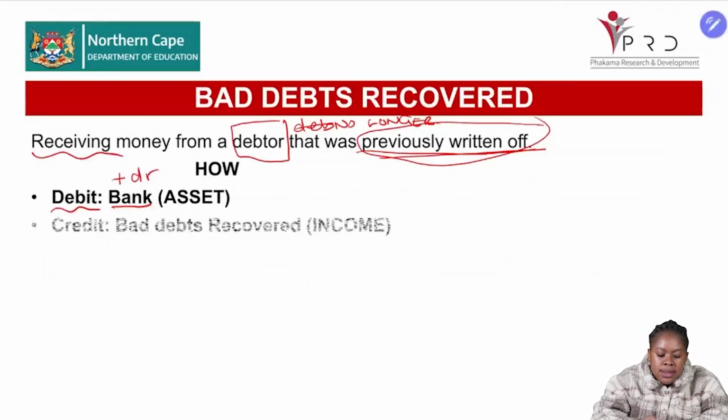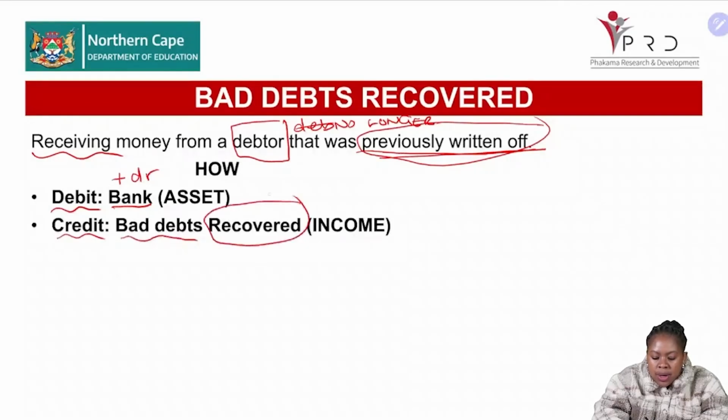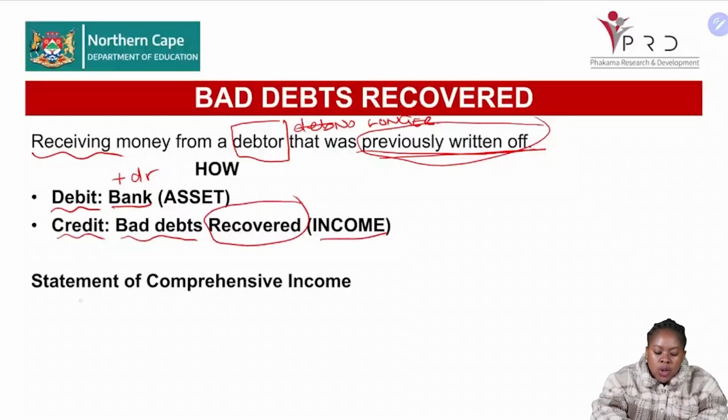Why did the bank receive money? Because there was a bad debt that has been recovered. This is an income account. So those are the two accounts that are affected. All right. We are not putting our debtors control anywhere. Okay. It's only the bank and the bad debts recovered. That's it. Okay. Then how do we show it in our comprehensive income statement?